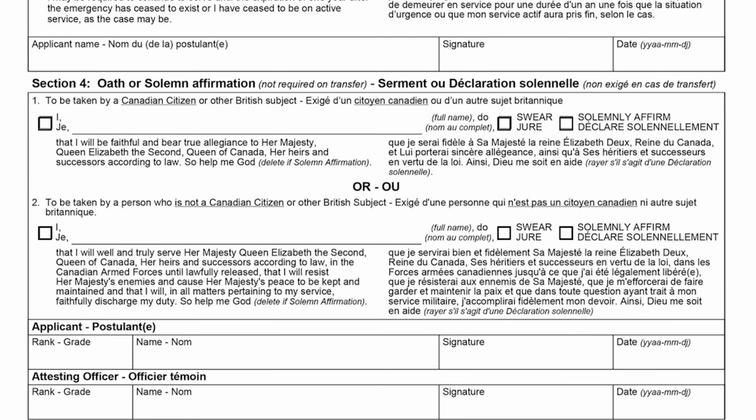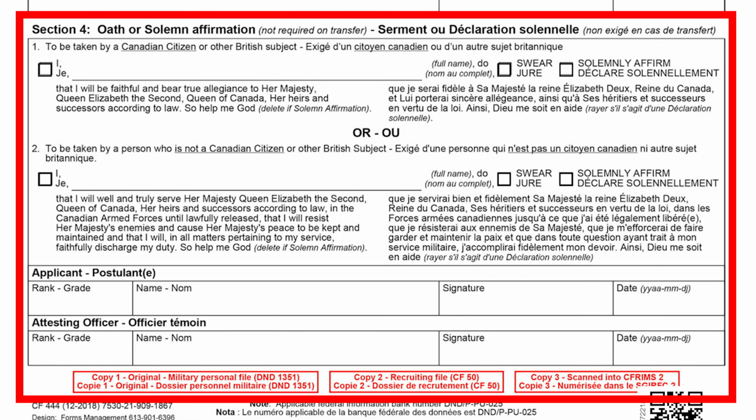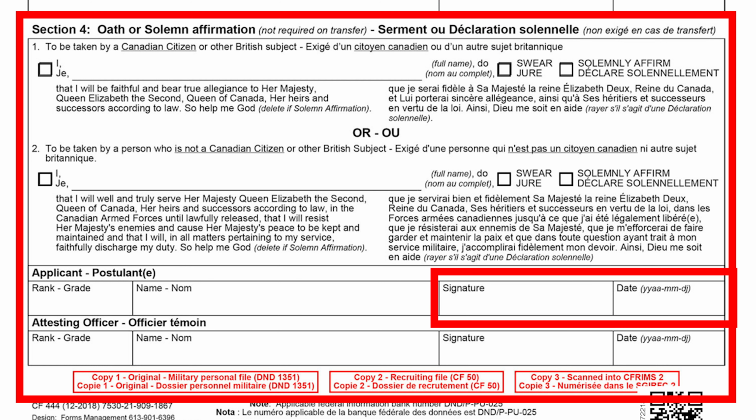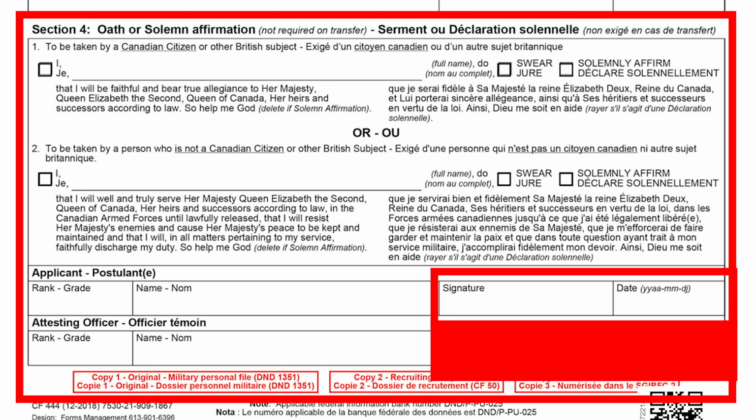In Section 4, Oath or Solemn Affirmation, we have indicated your choice for your swearing in, either an oath with Bible or a declaration without a Bible. Please sign and date at the bottom of Section 4 in the applicant box. Do not sign in the attesting officer field.